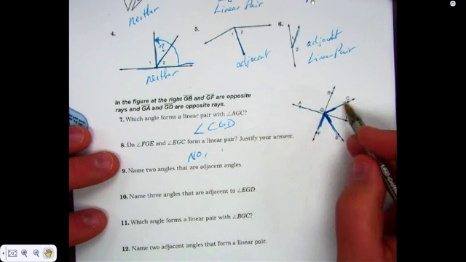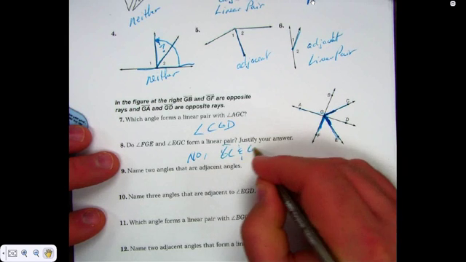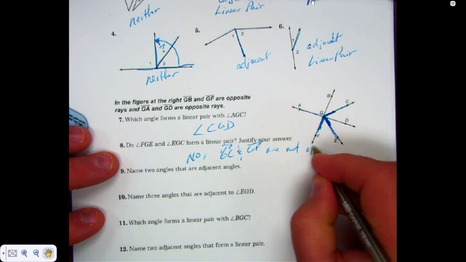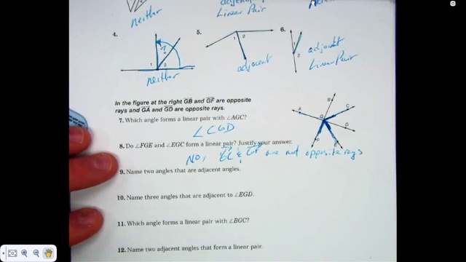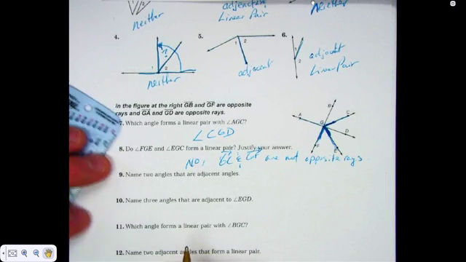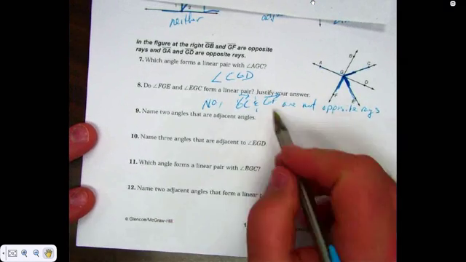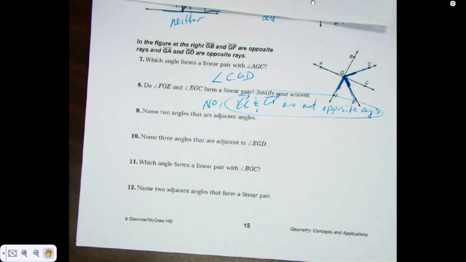Well, let's see. GC and GF are not opposite rays. Or together the two angles do not create a straight line. You could say that too. How about that? As long as you can explain why, you don't need the perfect geometry way. Make sense? You guys think you got this? Can we get started?